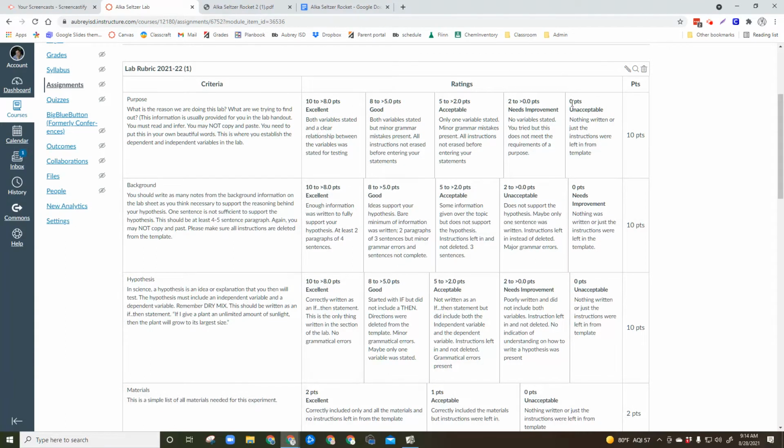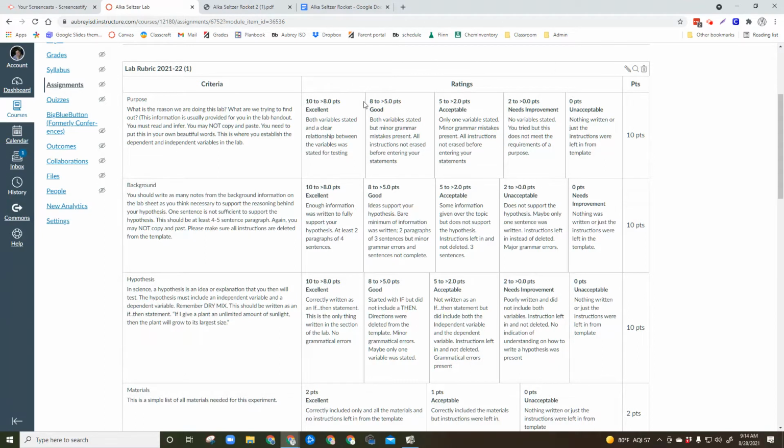Okay. So 0 points: nothing written, or just the instructions were left in the template. That means you didn't write a purpose. You just left the instructions there, or maybe you deleted the instructions, but it was blank after that. So 0 points for that.